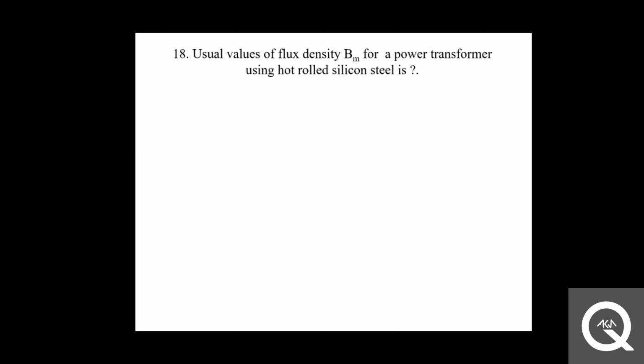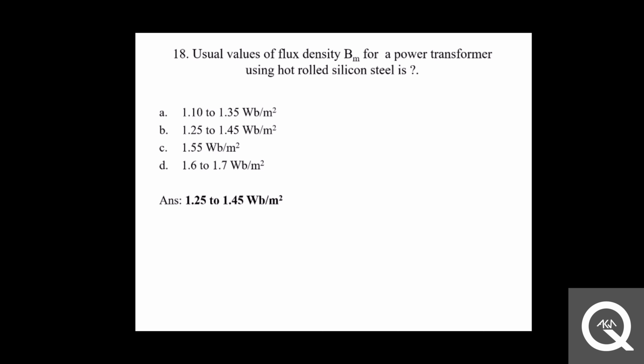Next question. The usual value of flux density Bm for a power transformer using hot rolled silicon steel is? Options are A, 1.1 to 1.35 Weber per meter square. Option B, 1.25 to 1.45 Weber per meter square. Option C, 1.55 Weber per meter square. Option D, 1.6 to 1.7 Weber per meter square. The answer is 1.25 to 1.45 Weber per meter square.